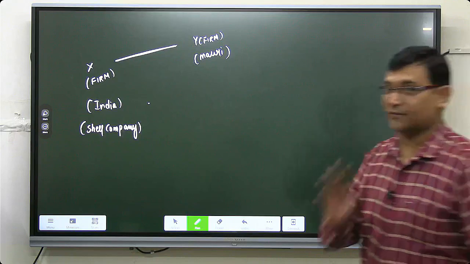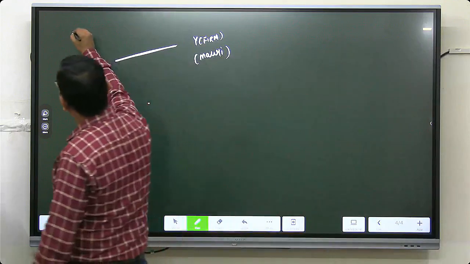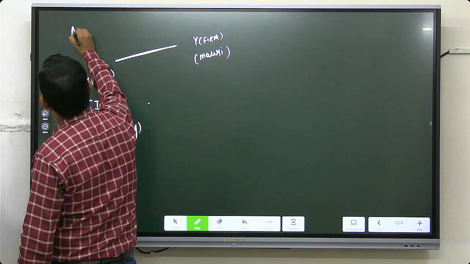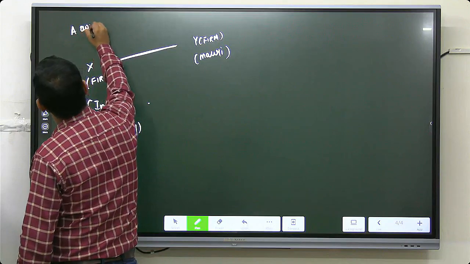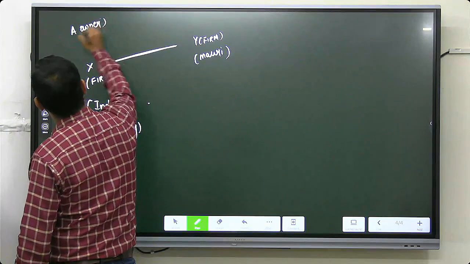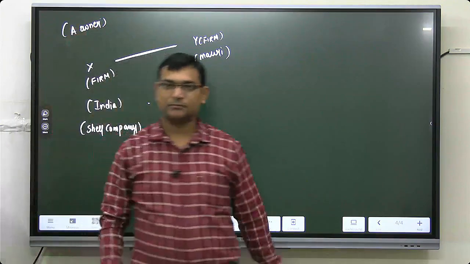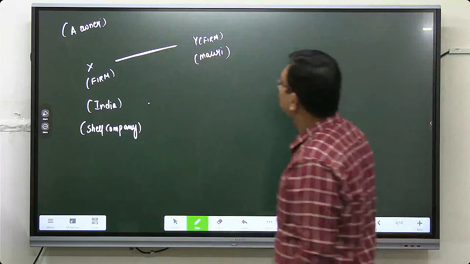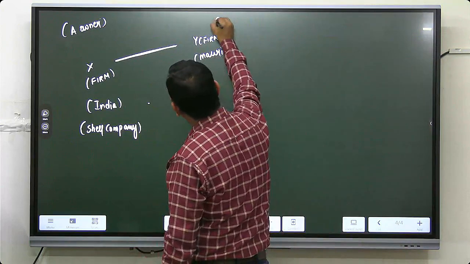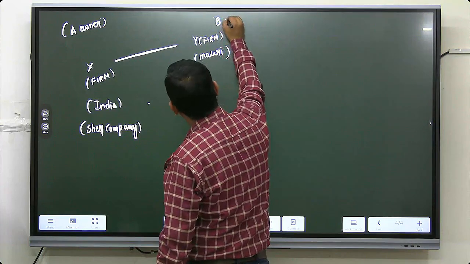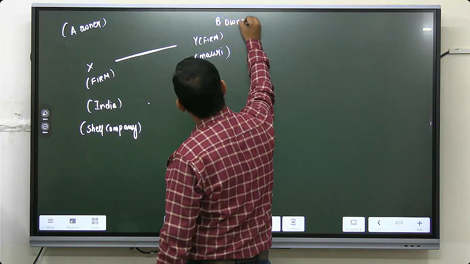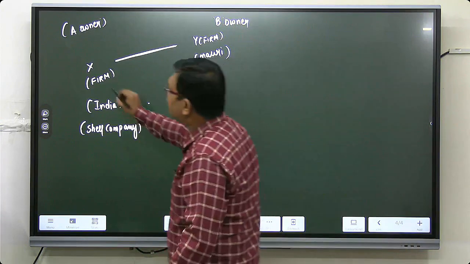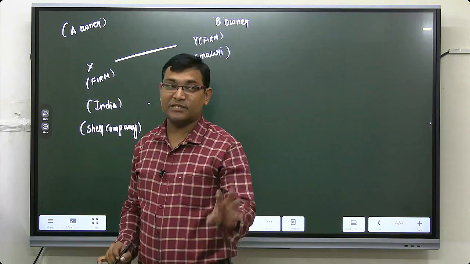Now, listen carefully. The person A is the owner of this company. Which company? X company. Is it clear? Y company's owner is some B. He is also his friend. B is the owner. Now, X is doing a business. Which kind of business? Trade.